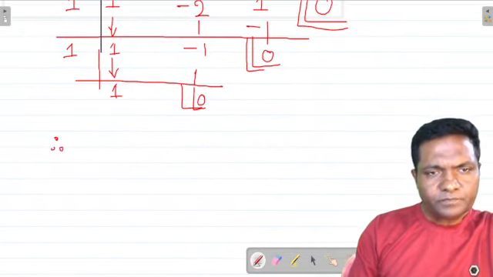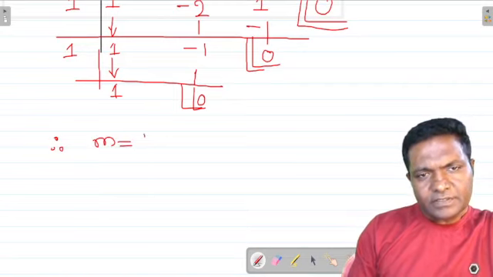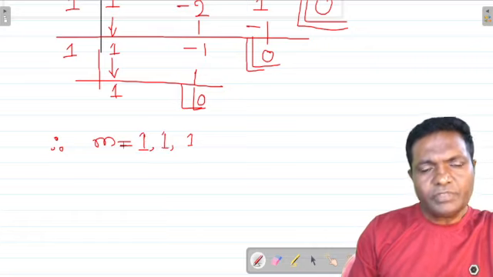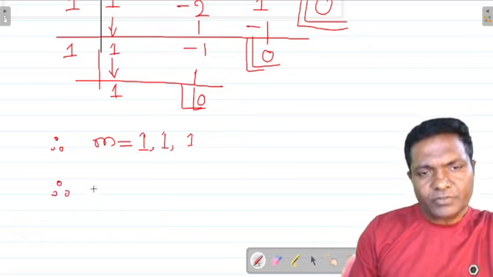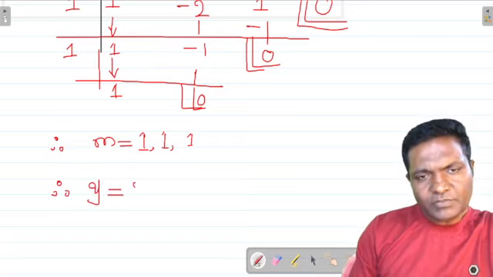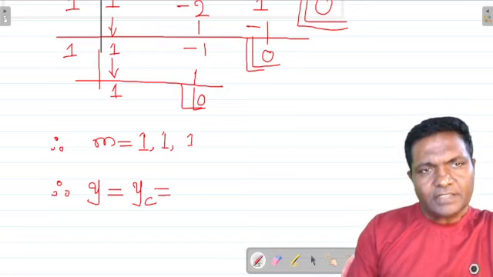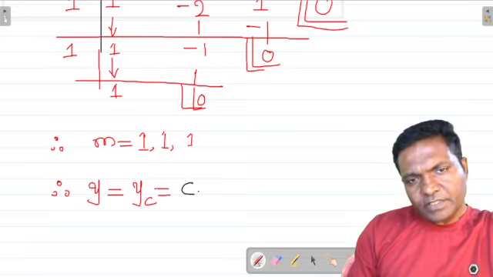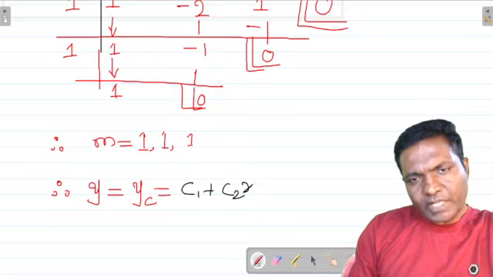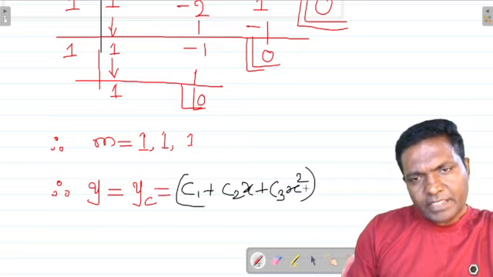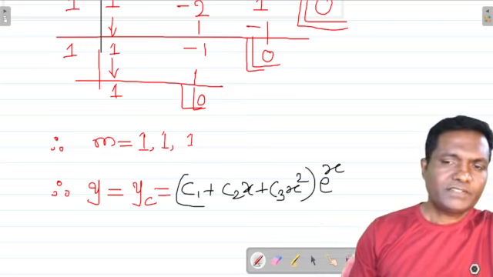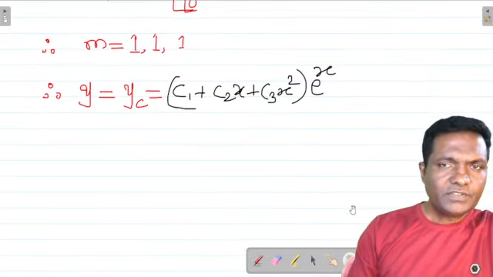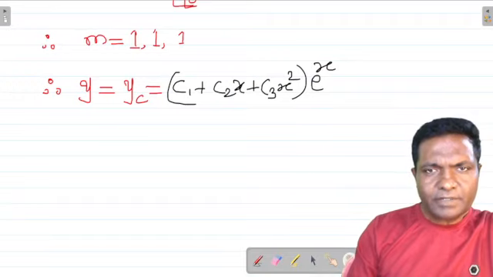So 1, 1, 1 are the roots of the auxiliary equation. So 3 repeated roots. Therefore the general solution is y equals yc, and that is c1 plus c2x plus c3x square into e power 1x. Yes. Let's move on to another example.